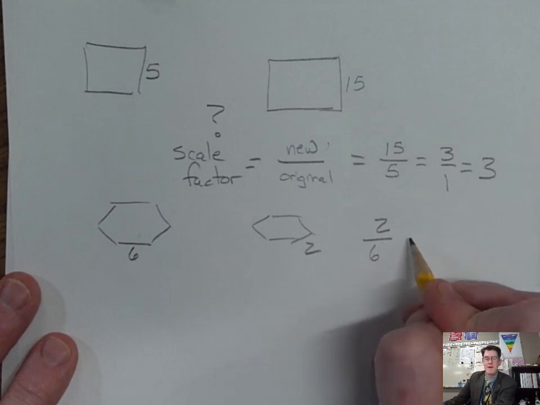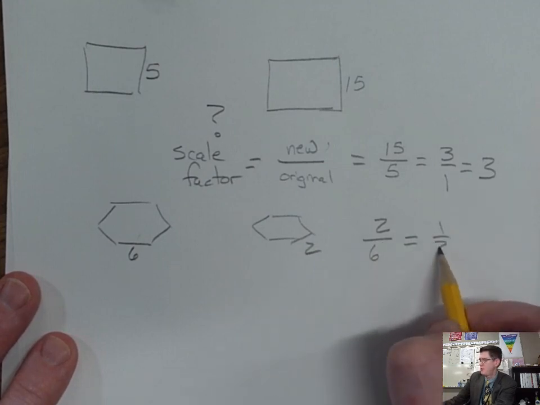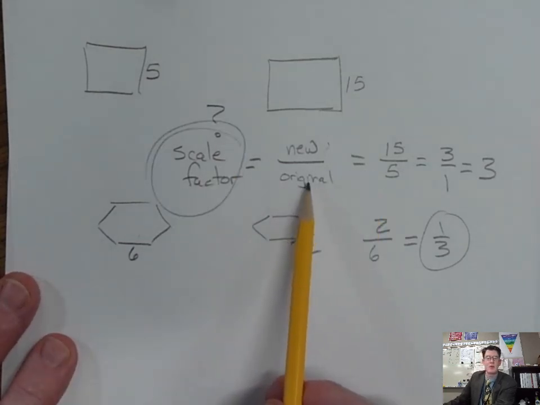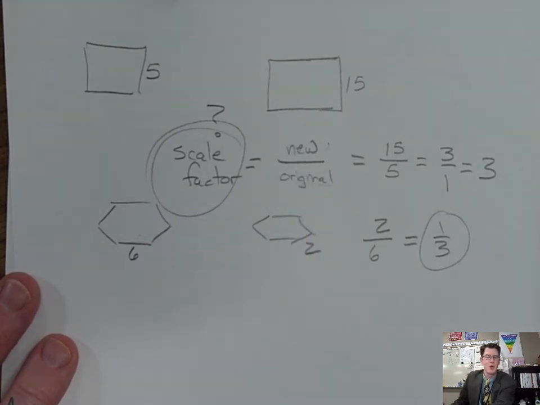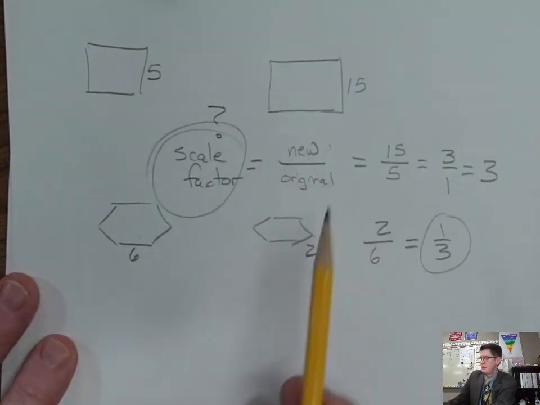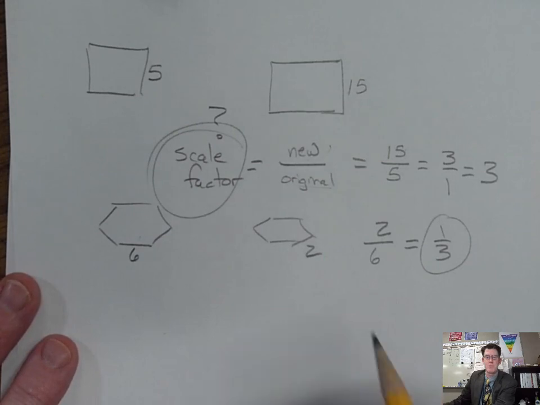So the scale factor 2/6 reduces to 1/3. 1/3 is the scale factor on that one. To find the scale factor, you simply take the original number, put it in the denominator of a fraction, and put the new number from that same side in the numerator. And you just make sure you compare the same sides.